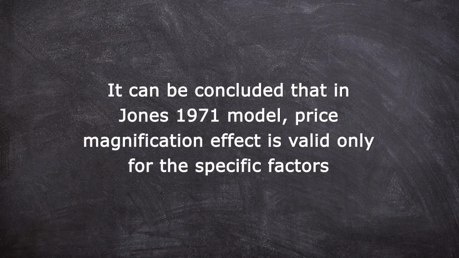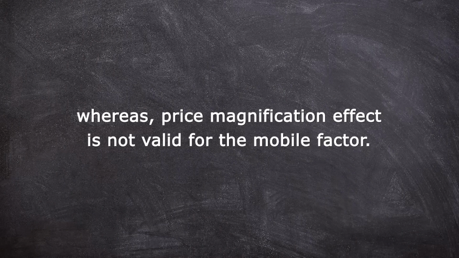It can be concluded that in the Jones 1971 model, the price magnification effect is valid only for the specific factors, whereas the price magnification effect is not valid for the mobile factor. The output magnification effect in the Jones 1971 model is not valid.